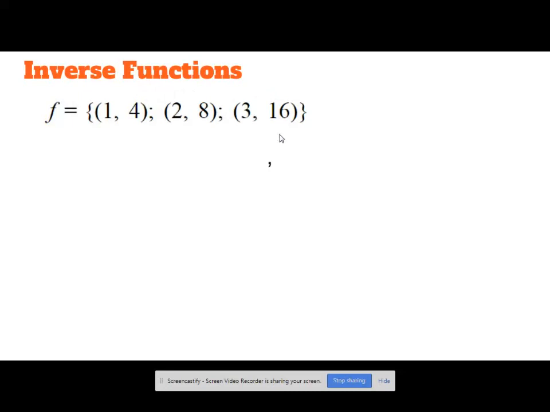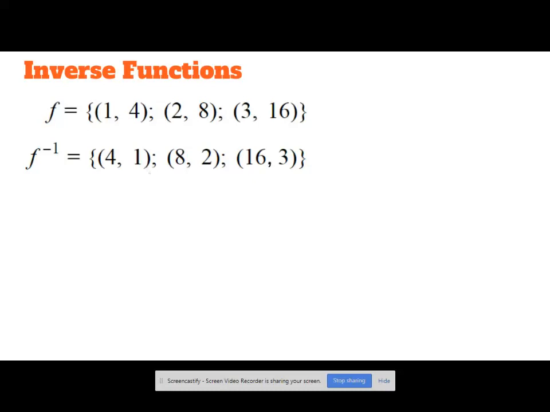So if we simply flip-flop those, now instead of the range being 4, 8, and 16, the domain is 4, 8, and 16, and the domain 1, 2, and 3 becomes the range, 1, 2, 3. So we're just flip-flopping the domain and the range, and that creates an inverse function. Instead of putting in 1 and getting 4, you put in 4 and you get 1. That's all we're doing.